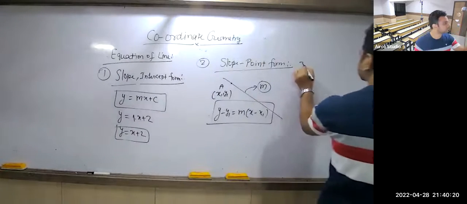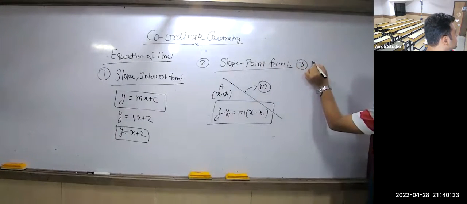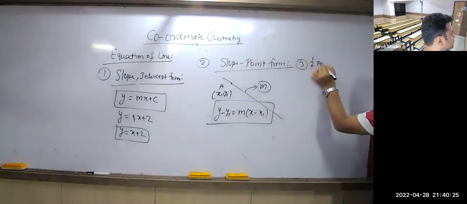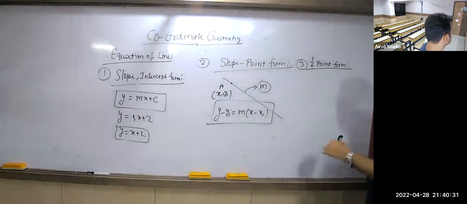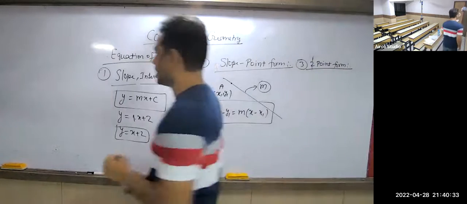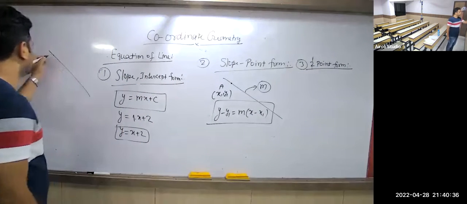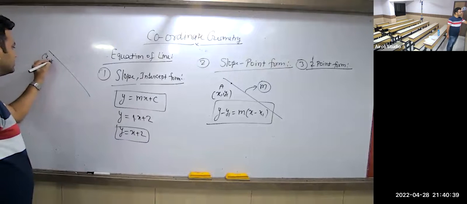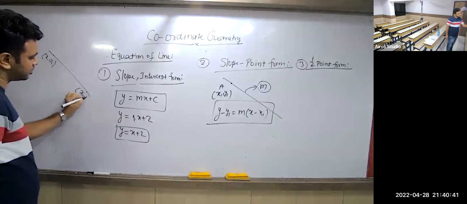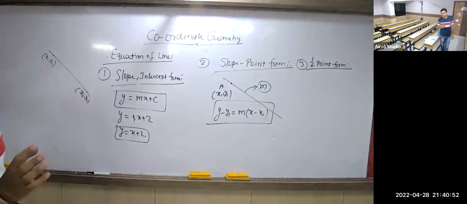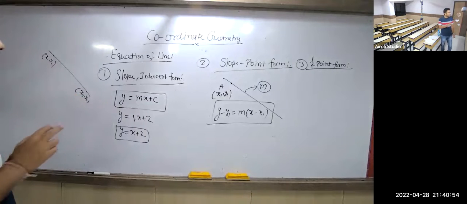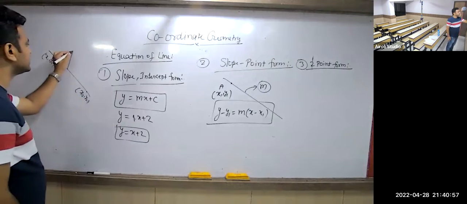Next is the two-point form. If we have a line segment or line in which two points are given, let's say x1 comma y1, and the second point is given as x2 comma y2. If the angle is not given, you cannot find the slope in terms of tan theta, because theta is not given. But we have two points, so in this case you can directly apply the formula for slope.